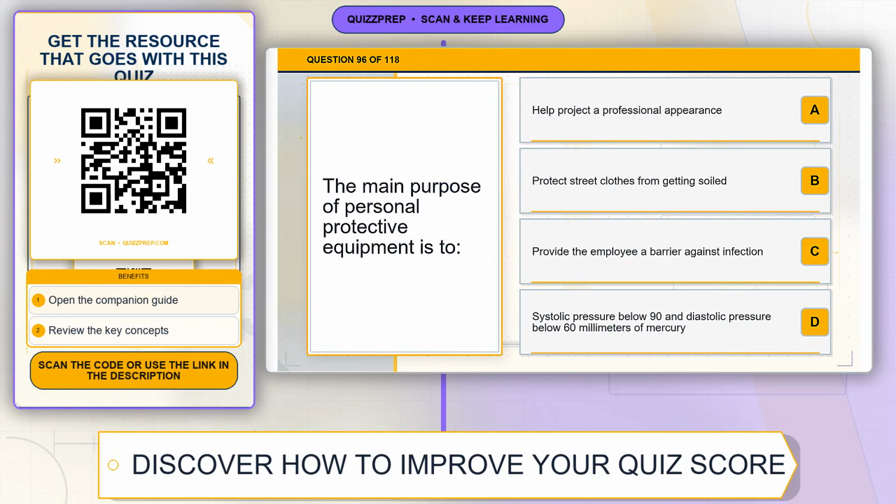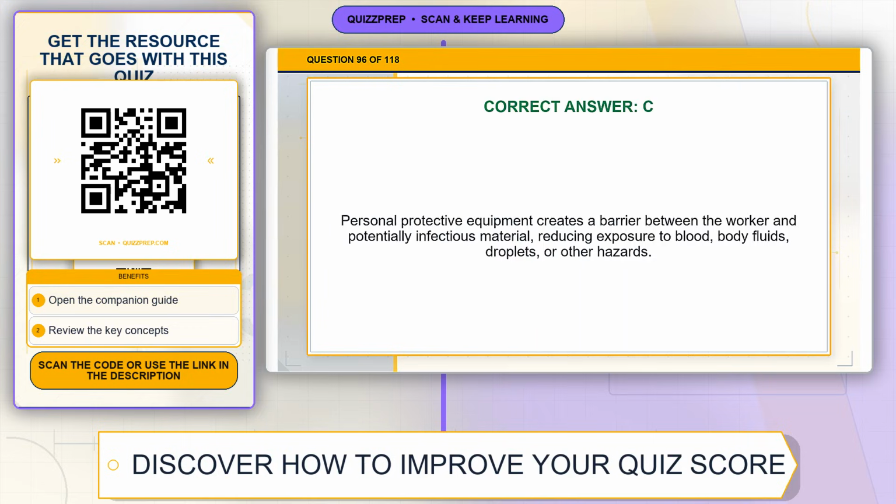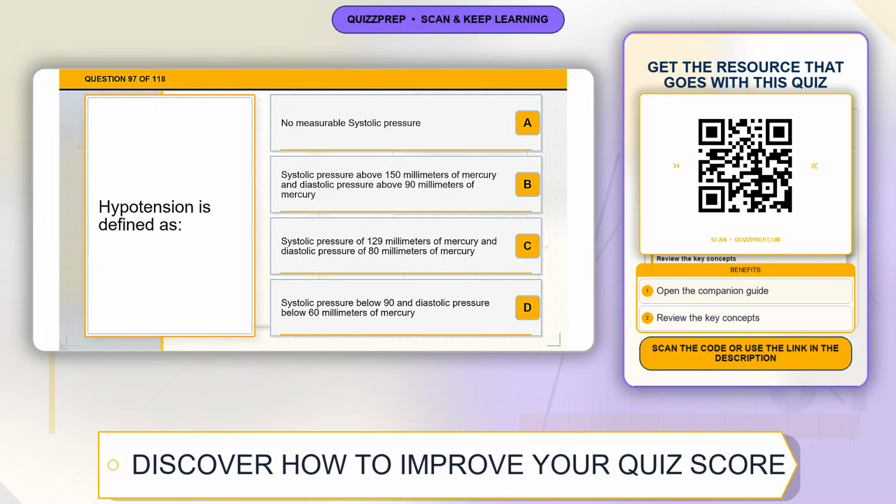Question 96. The main purpose of personal protective equipment is to: Option A, help project a professional appearance. Option B, protect street clothes from getting soiled. Option C, provide the employee a barrier against infection. Option D, systolic pressure below 90 and diastolic pressure below 60 mm of mercury. The correct answer is option C, provide the employee a barrier against infection. Explanation: personal protective equipment creates a barrier between the worker and potentially infectious material, reducing exposure to blood, body fluids, droplets, or other hazards. Question 97.